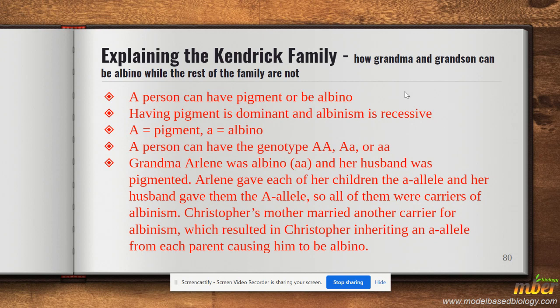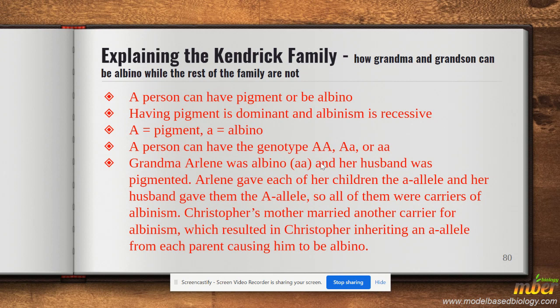So a person can have pigment or be albino. Having pigment is dominant and albinism is recessive. Big A equals pigment, little a equals albino. A person can have the genotype AA, A little a, or little a little a.